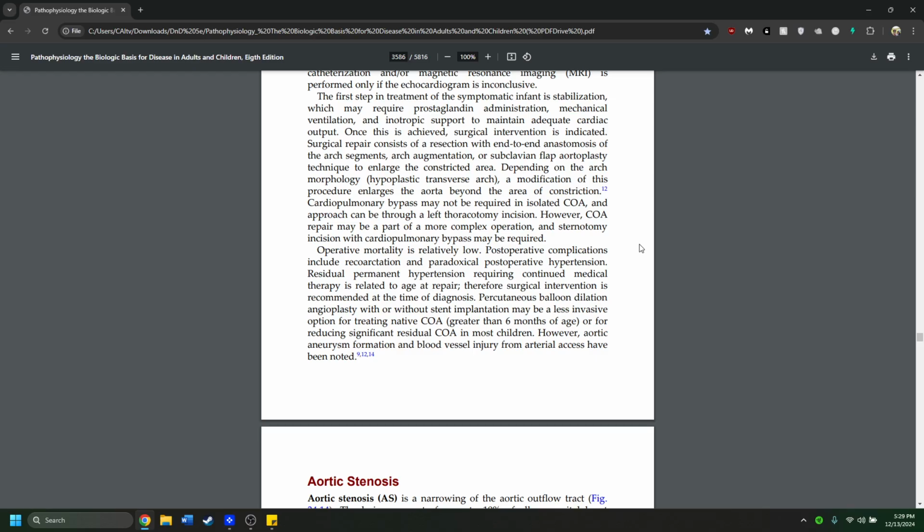Therefore, surgical intervention is recommended at the time of diagnosis. A percutaneous balloon dilation angioplasty with or without stent implantation may be a less invasive option for treating native COA in children greater than 6 months of age, or for reducing significant residual COA in most children. However, aortic aneurysm formation and blood vessel injury from arterial access have been noted.